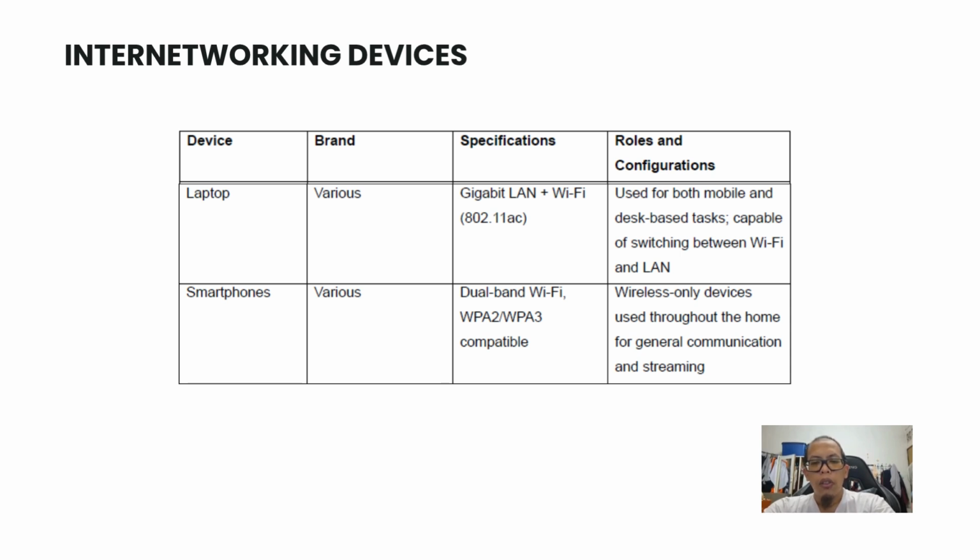And the last one, smartphones, is varied. Some use Samsung, some use Oppo, iPhone. Specification is dual band Wi-Fi, WPA2 or 3 compatibility, and they are used as wireless-only devices throughout the home for general communication and streaming videos and games.